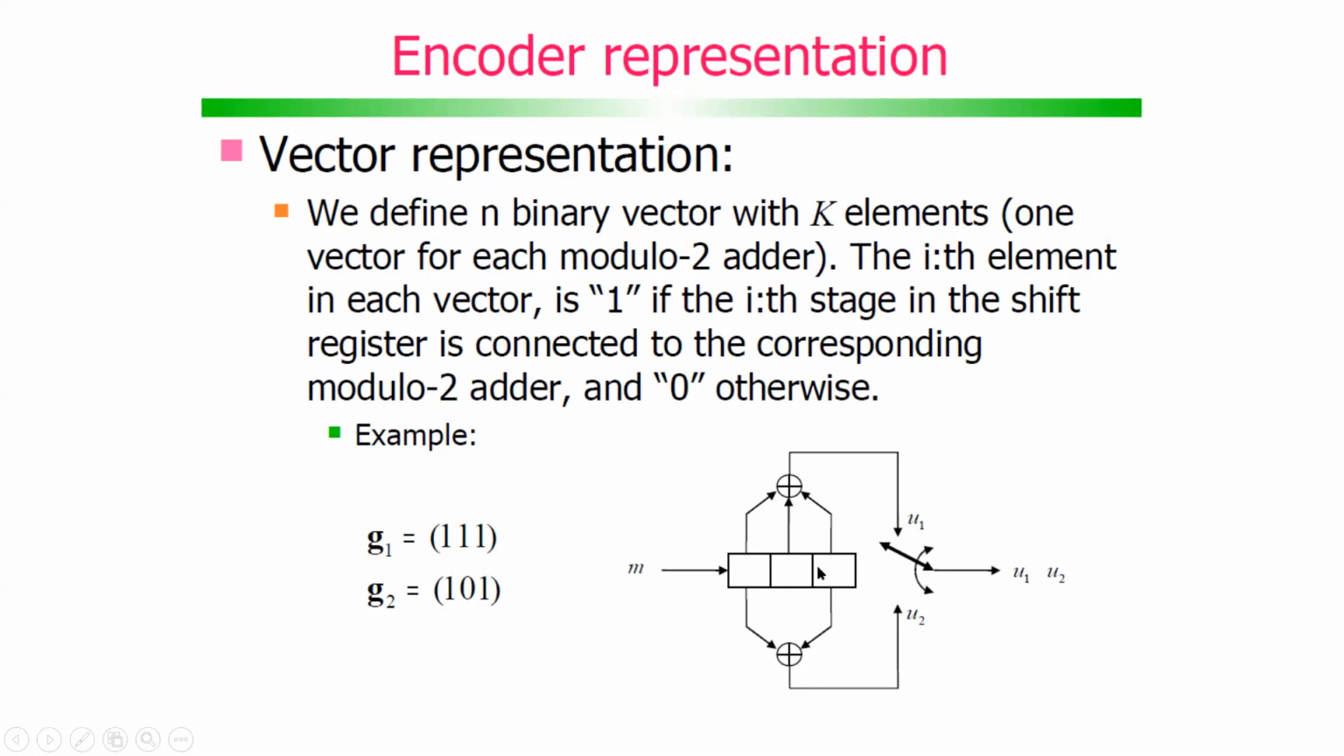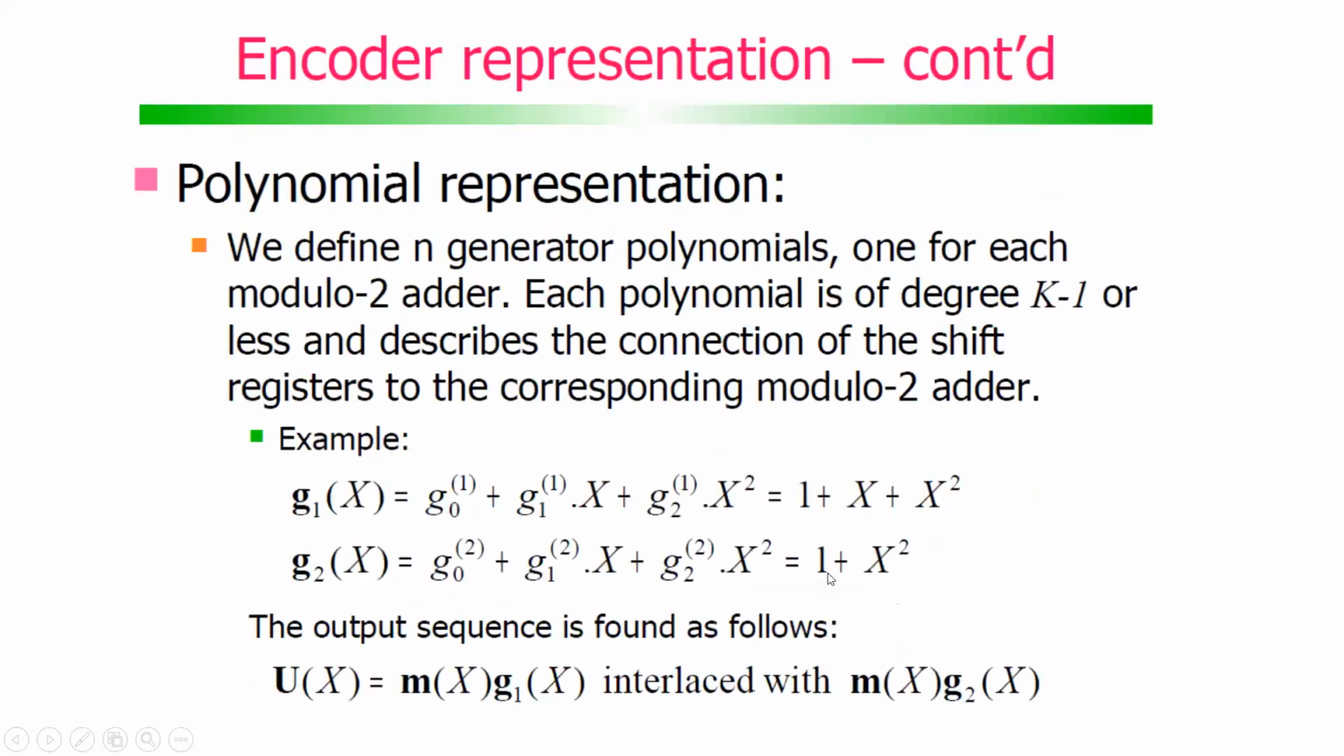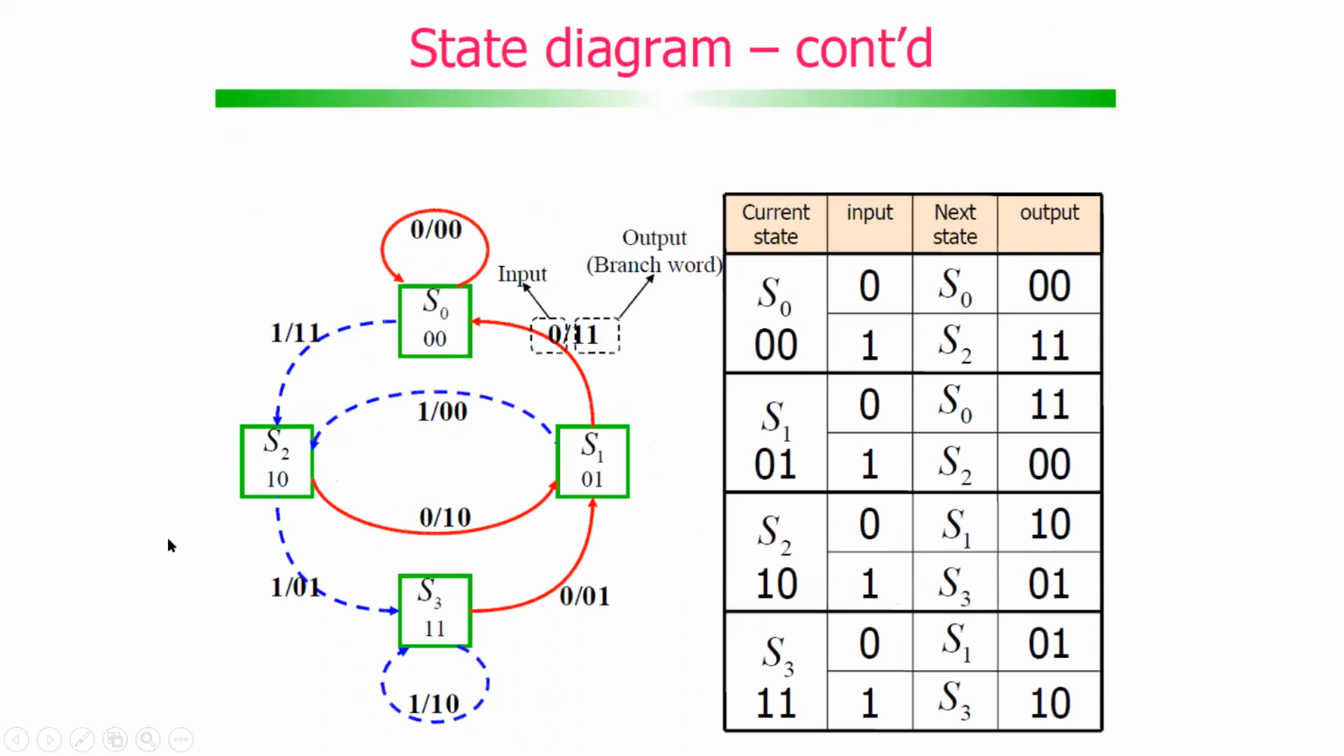Now, how many combinations can these elements have? It can be 0 0, 0 1, 1 0 and 1 1. So how many states can the shift register be in? It can be in 4 states: 0 0, 0 1, 1 0 and 1 1. So that is why I am representing this encoder structure with 4 states, S0, S1, S2 and S3: 0 0, 0 1, 1 0, and 1 1.